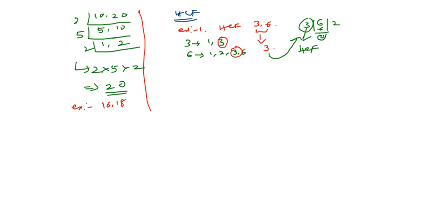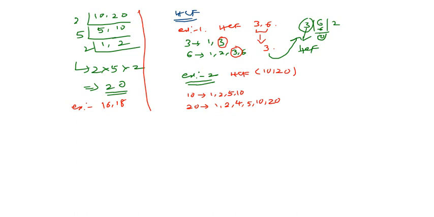Now we will understand this HCF with another example. Example 2: HCF of 10 and 20. First we will write the factors of 10: 1, 2, 5, and 10. What are the factors of 20? 1, 2, 4, 5, 10, then 20.